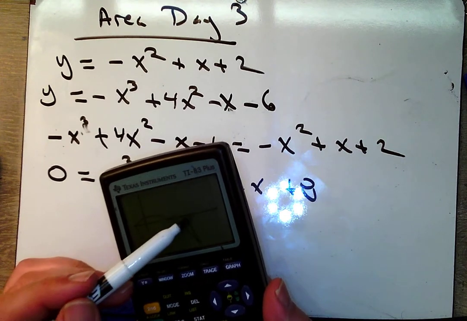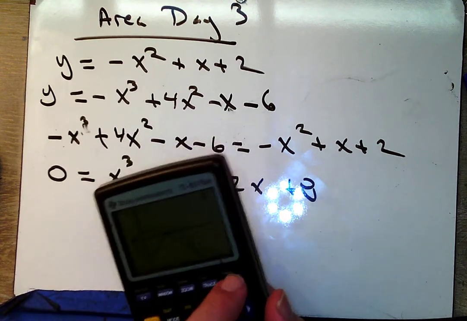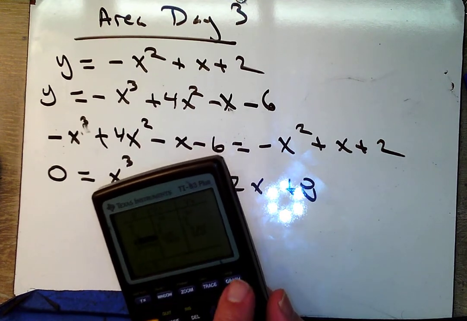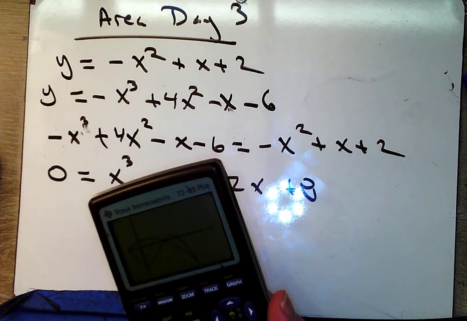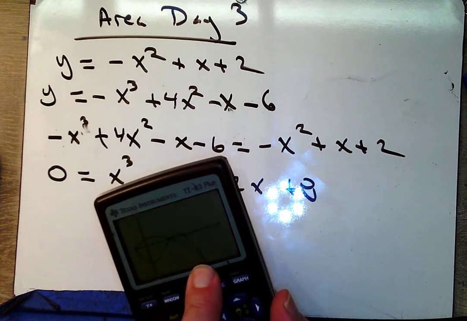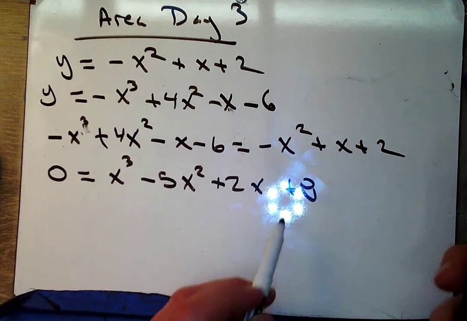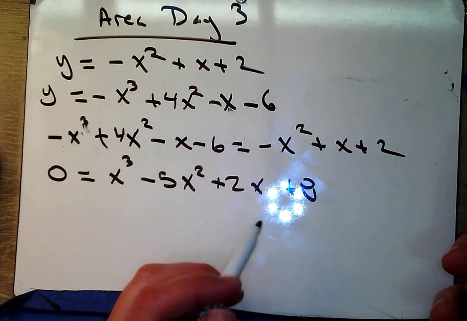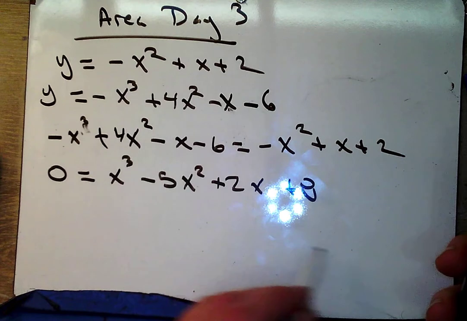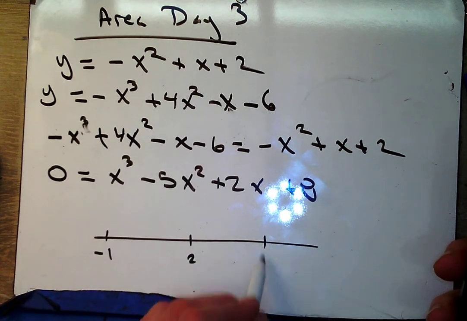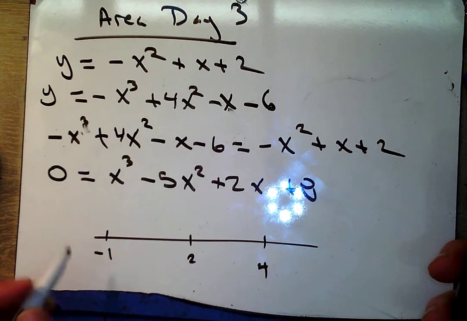1, 2, 3, 4. Let's check out 4 also. Oh, 4. No, it's not at 4, because they both have a value of negative. Oh, they both have the same value. That is a point of intersection. So I've got 3 points of intersection here. I've got the one at -1, and the one at +2, and the one at +4.